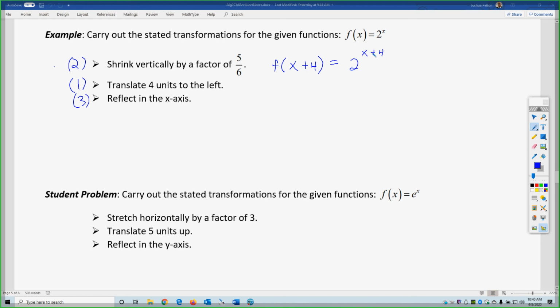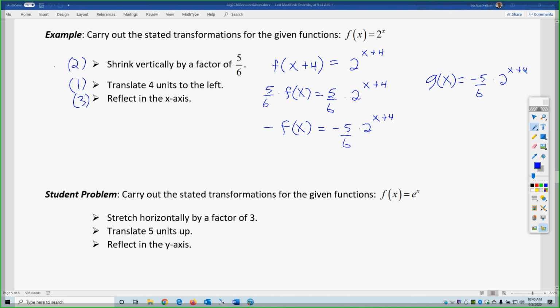The second thing is shrink vertically by a factor of 5/6. That must be on the outside, since it's vertical, it's y. So it's 5/6 times the function. Can't combine those because they're not like terms. And the last one is reflect in the x-axis. If you reflect in the x-axis, that means you changed your y value, so that is on the outside. So that's negative 5/6 times 2 to the x plus 4. The new function that we've made we'll call g of x. You can call it anything you want, use h or whatever you like. It is negative 5/6 times 2 to the x plus 4. Okay, pause the video. Try the student problem.